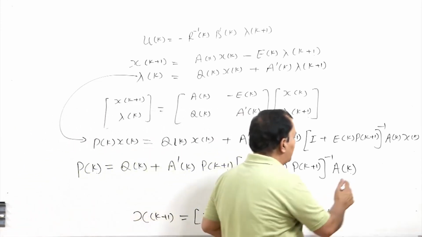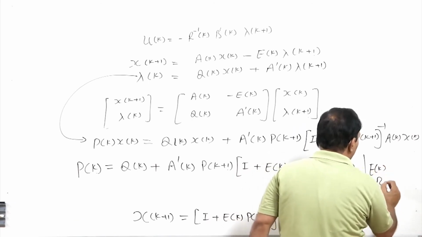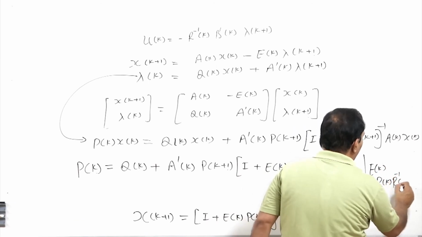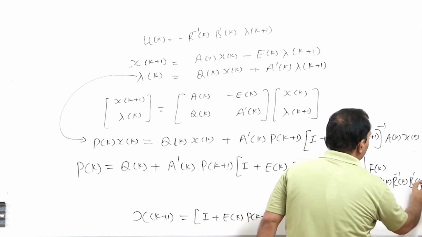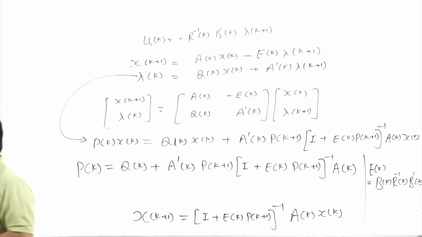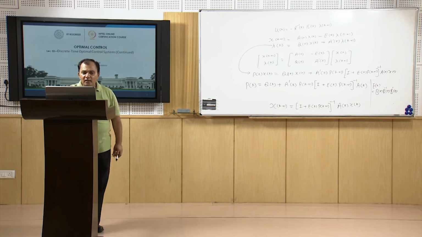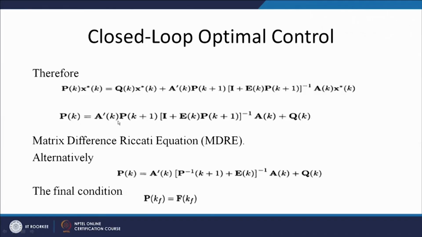and what is my Ek? It is nothing but B R inverse B prime. So, this means I can solve this equation in terms of pk, because all other terms are known. So, I have my equation as pk equal to A prime k pk plus 1 (I plus Ek pk plus 1) inverse Ak plus qk, and this is called my matrix difference Riccati equation.